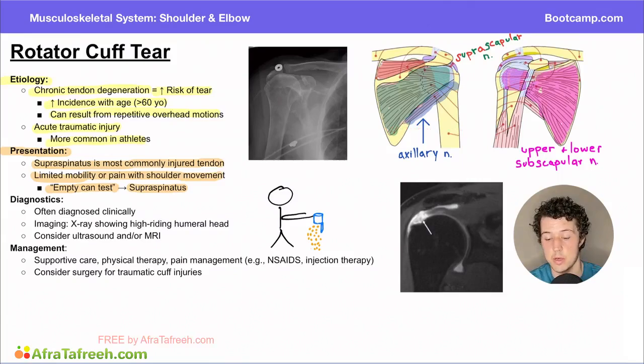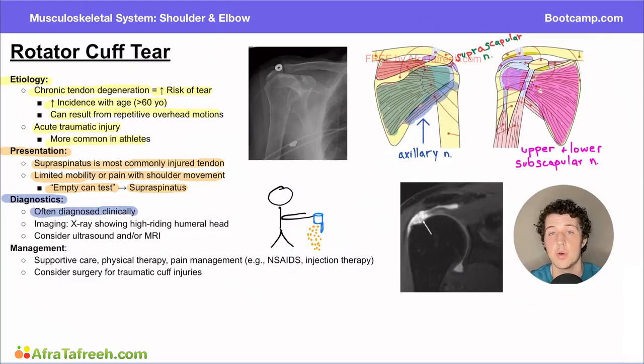Now let's talk about other diagnostics. This is something that's usually diagnosed clinically. Because this is a common injury, if a patient comes in with shoulder pain or limited mobility, when there was no trauma, or you don't suspect a fracture or any kind of neurovascular damage, a rotator cuff injury is going to be pretty high on your differential.